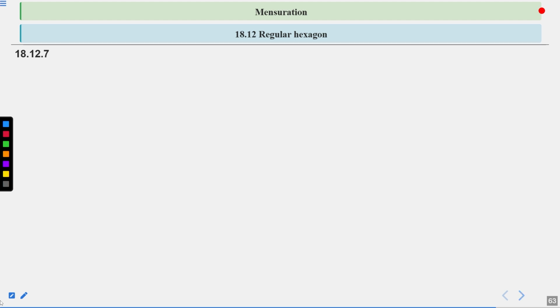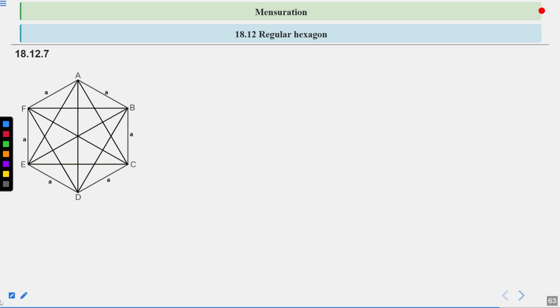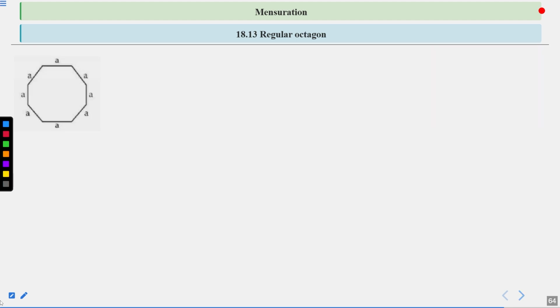Next, 18.12.7 in regular hexagon. So this is the diagram. The area of a regular hexagon equals the area of 6 equilateral triangles, or we can say 3 rhombus areas. Now regular octagon. So this is the diagram of a regular octagon. The area becomes 2a square in the bracket 1 plus under root 2. Next, the perimeter of a regular octagon is 8a, the sum of all the sides.